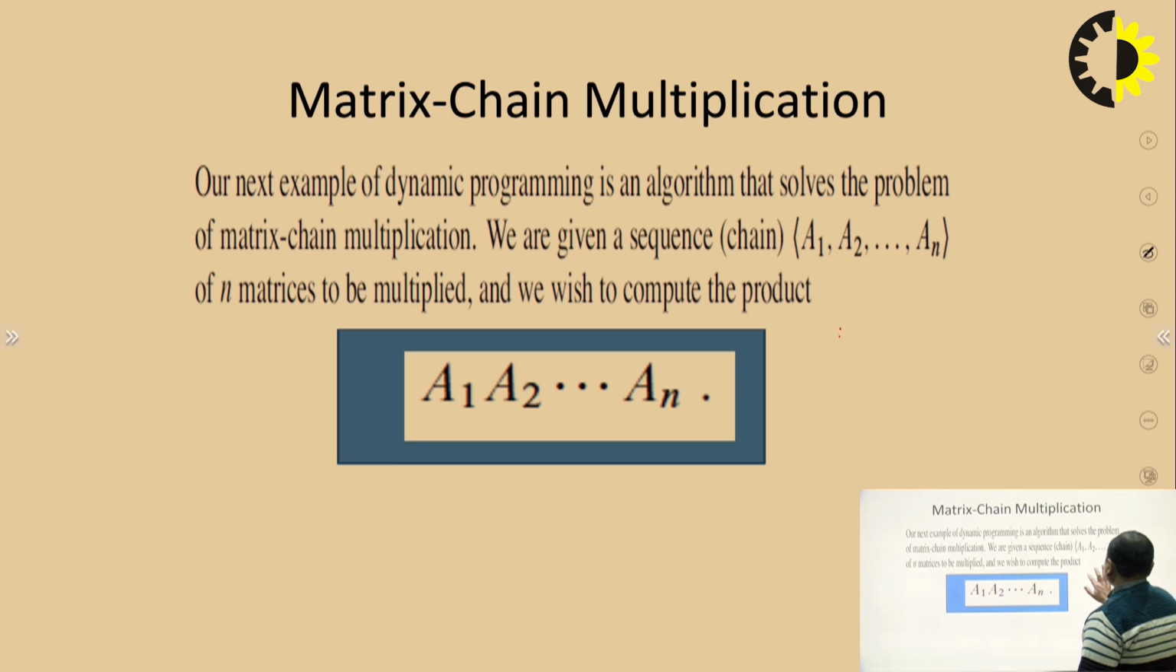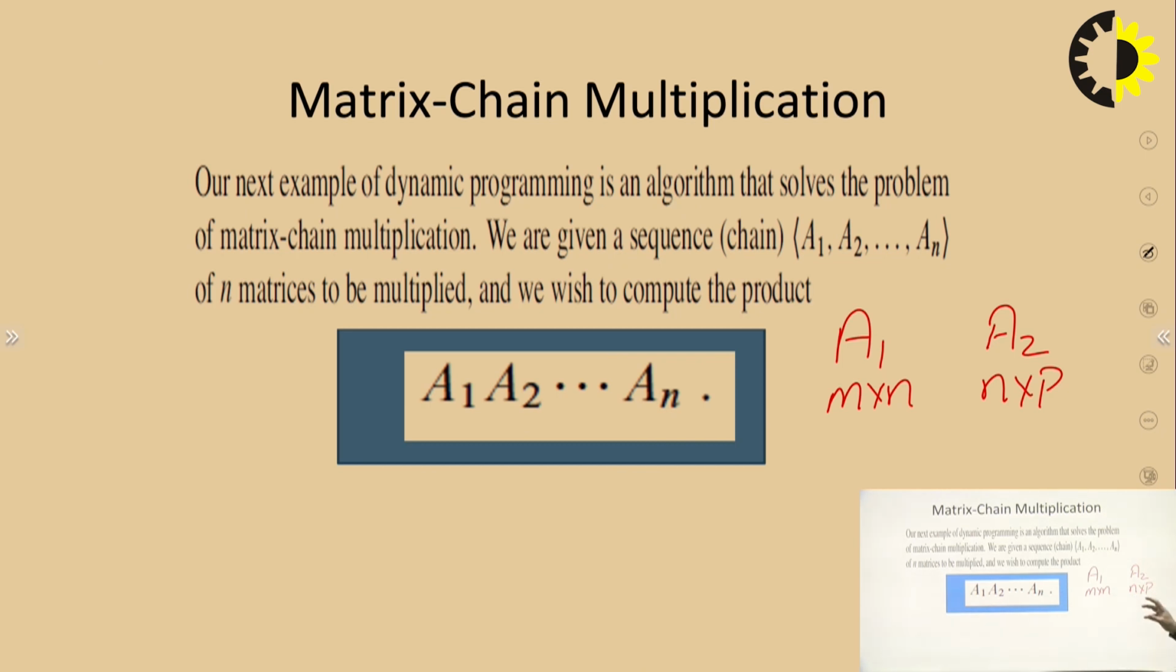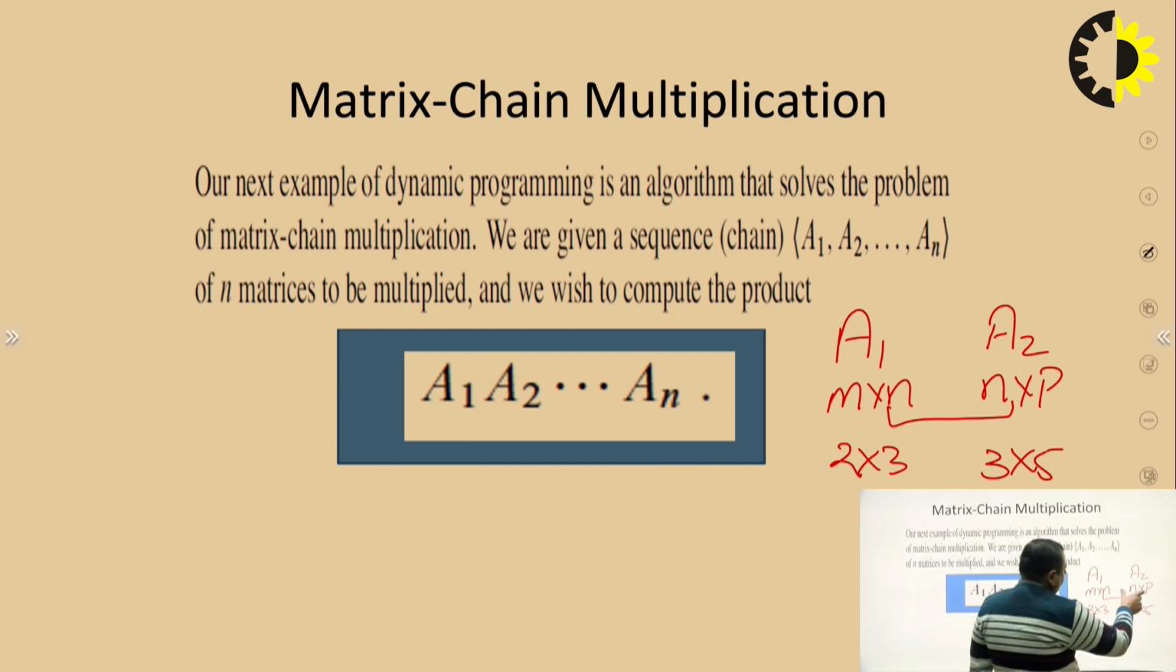Let us suppose we have two matrices A1 and A2 having sizes m by n and n by p. We know that if we want to multiply two matrices, their order should be m by n and n by p, so that the common part matches. Let us suppose the first is 2 by 3, so the second matrix will start from the 3 itself. Let us suppose 3 by 5. If we multiply the two matrices, the resultant matrix has size 2 by 5.